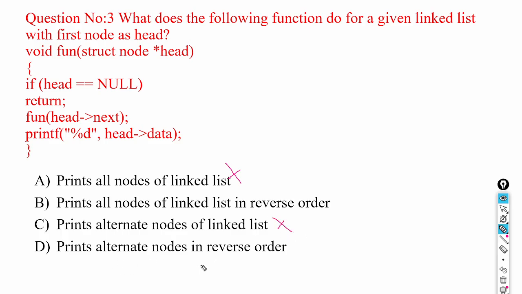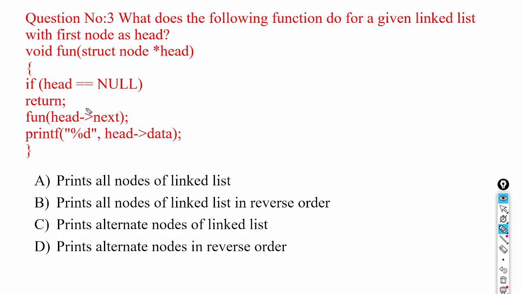Prints alternate nodes in a reverse order. Yes, here we have reverse order, but which nodes? All nodes or alternate nodes? No, there are no alternate nodes. Reverse order is correct. We are printing all nodes in a reverse order. Okay. So option B is the correct answer.